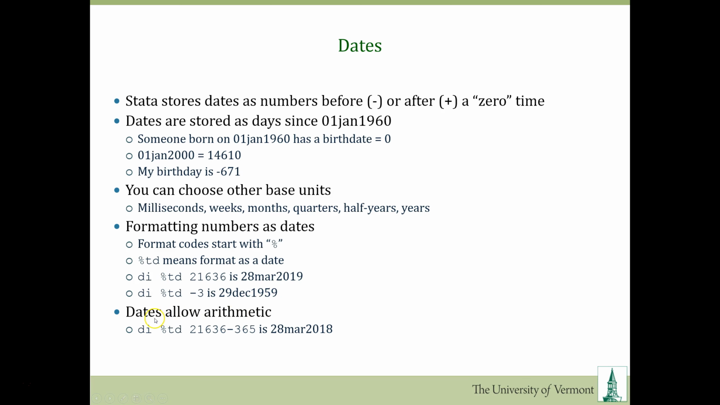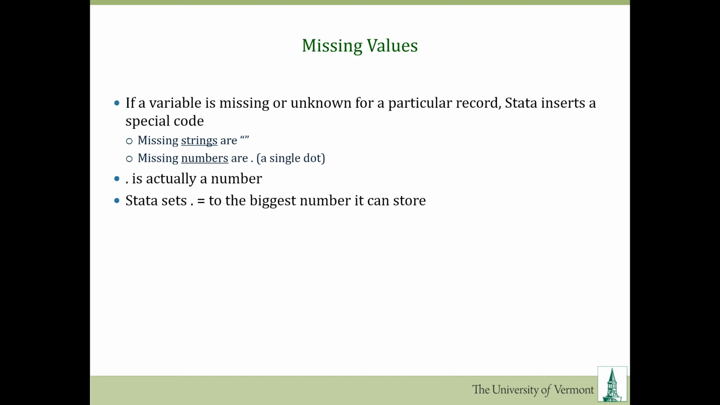Dates do allow arithmetic. So if you want to know something about what happened a year before this event of 21636, you can do display TD 21636 minus 365, and you get a very sensible response there of 28 March 2018. The last thing to talk about in data for now is sometimes we don't have a value for a variable.